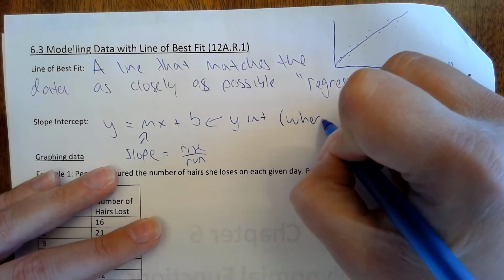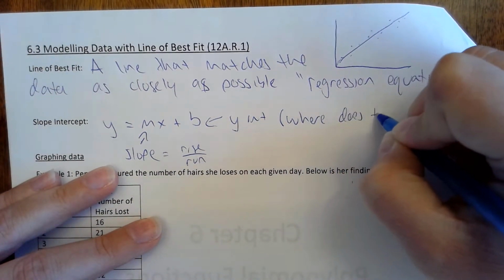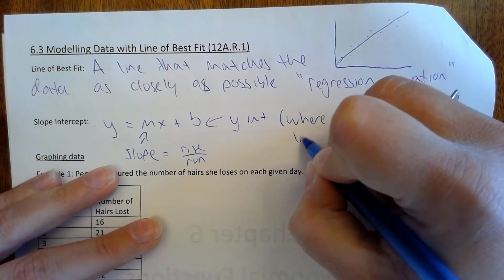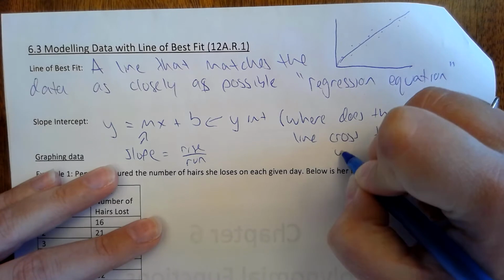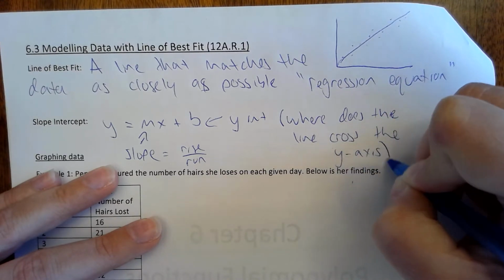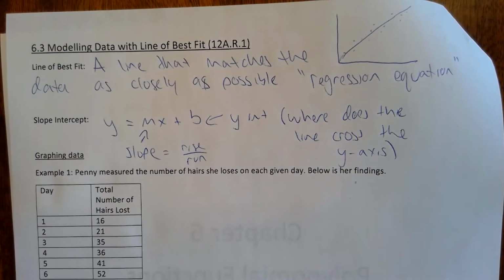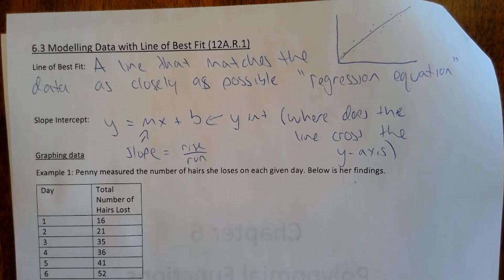Y-intercept is where the line crosses the y-axis. Hopefully that's just a reminder as well. Hopefully you've already known that, but maybe you haven't thought about it in a while. All right, so that's usually a really important point.